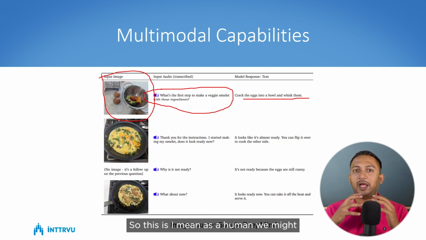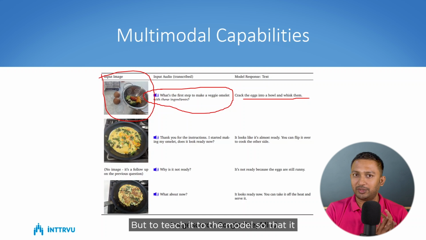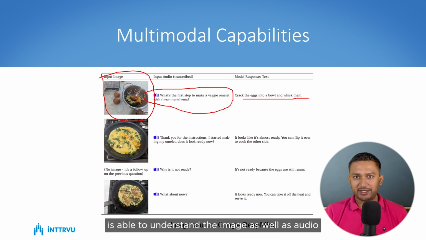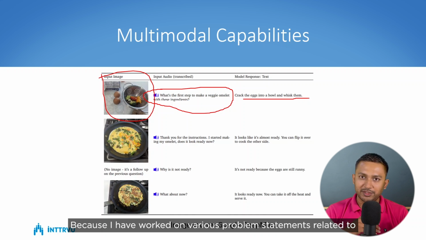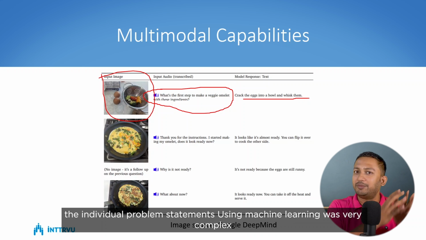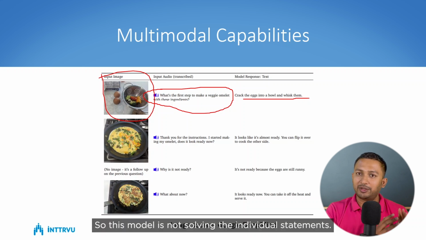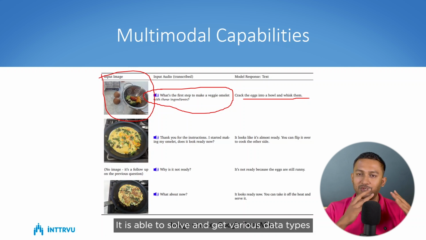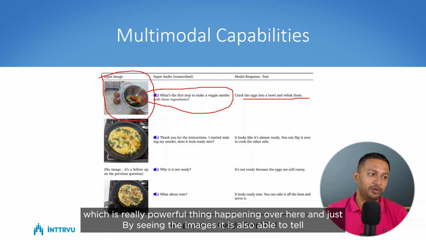So it is able to tell you the next steps that you should take to make the omelette. As a human we might think this is so simple, right? But to teach it to the model so that it is able to understand the image as well as audio is a very difficult task, because I have worked on various problem statements related to image, video and text data, and just to solve the individual problem statements using machine learning was a very complex task. So this model is not solving the individual statements, it is able to take various data types and come up with the recommendation at the same time, which is a really powerful thing happening over here.